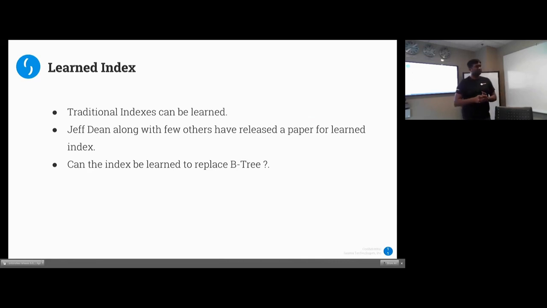So what does a B-tree index actually give you? Pointers to the leaves. Yeah, that's one, right?